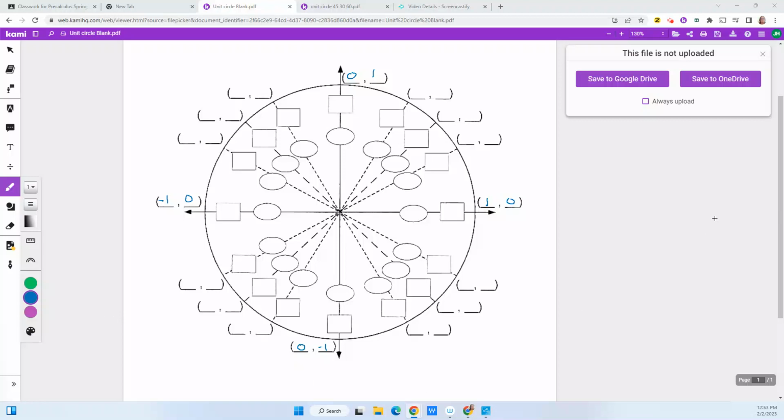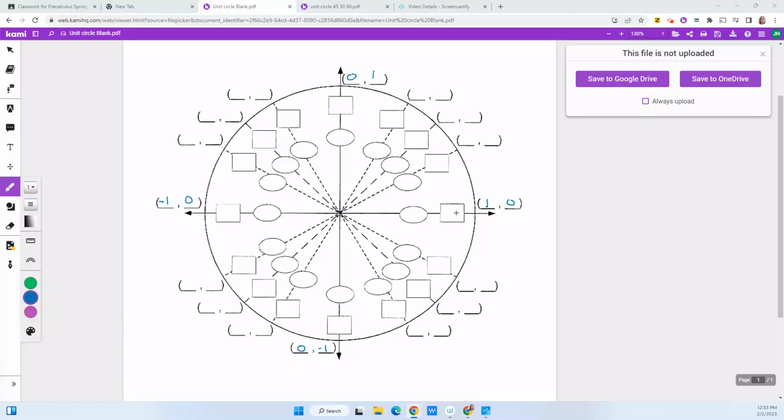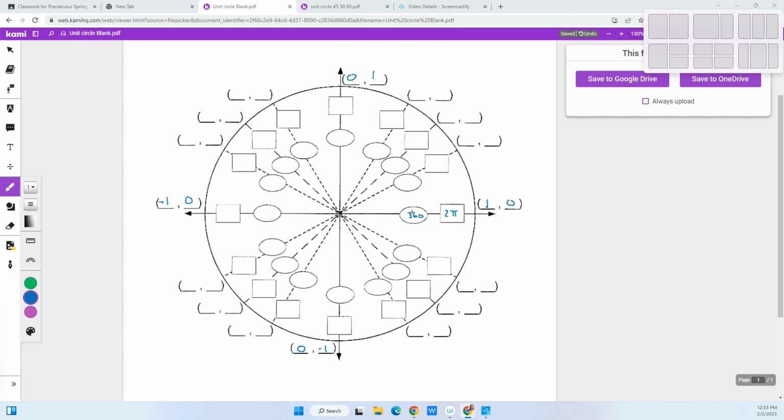So we've got our points laid out here, and we know certain things. We know that this is 2 pi. It's also 0, right? 360, right? If we were doing it in degrees, that would be 360 all the way around. But it's also 0.